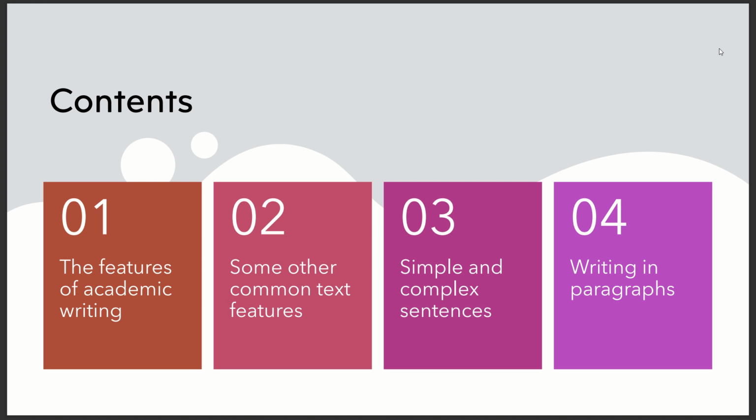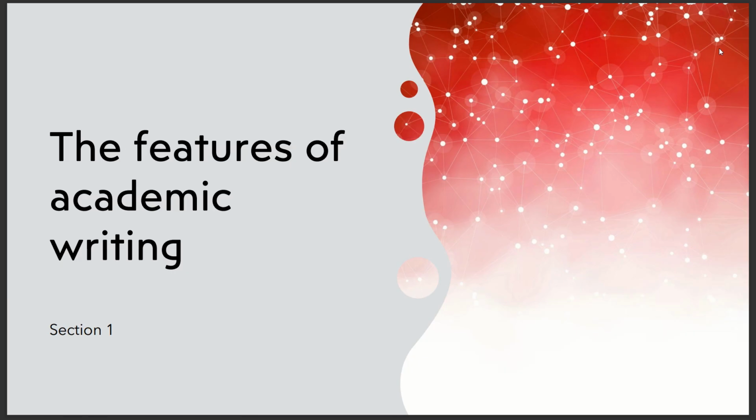1, the features of academic writing. 2, some other common text features. 3, simple and complex sentences. And 4, writing in paragraphs. Section number 1, the features of academic writing.